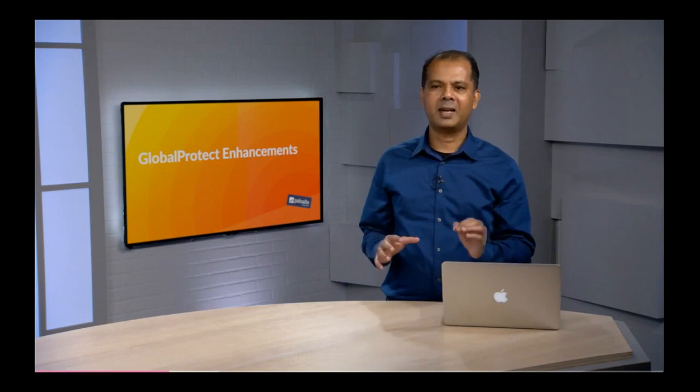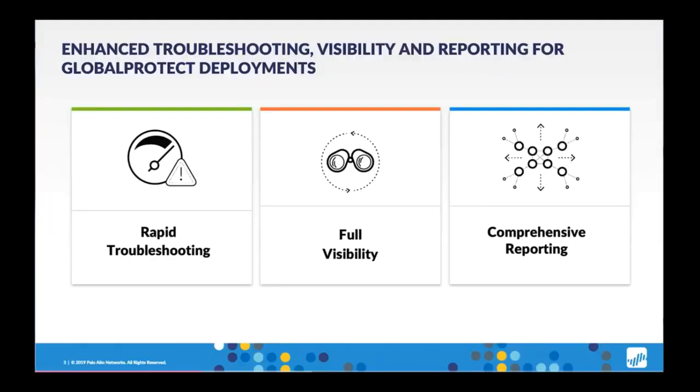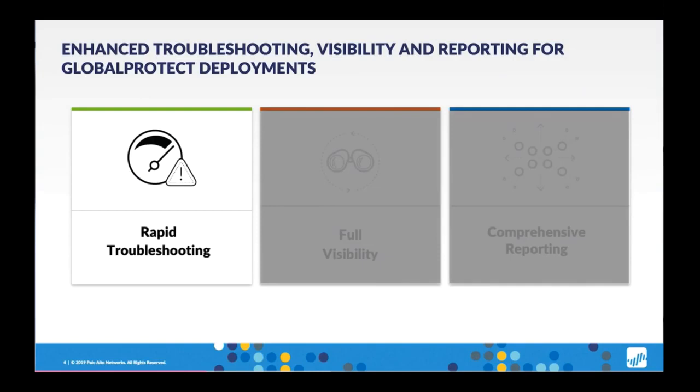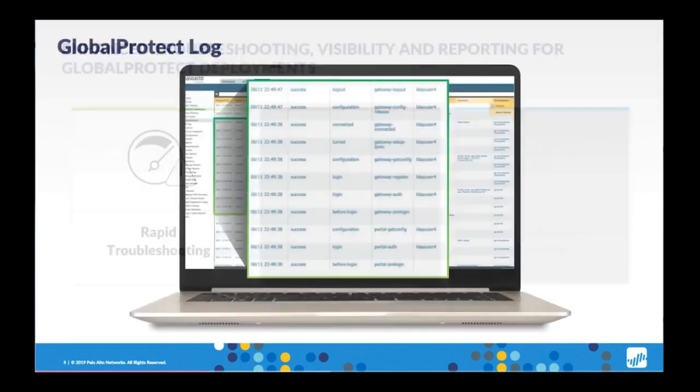With PAN-OS 9.1, all GlobalProtect related events are now logged in a dedicated GlobalProtect log. When you connect to the GlobalProtect portal or gateways, it generates events for every stage of the connection workflow. Let's walk through an example where you establish a connection using the GlobalProtect app, and let's review the events generated at every stage of the process.